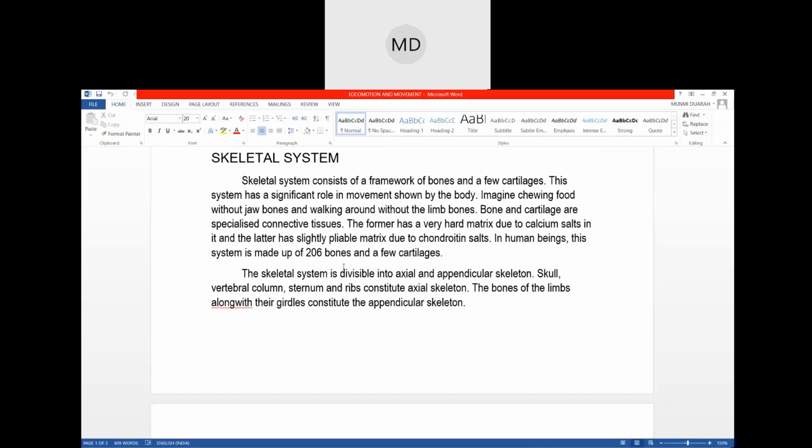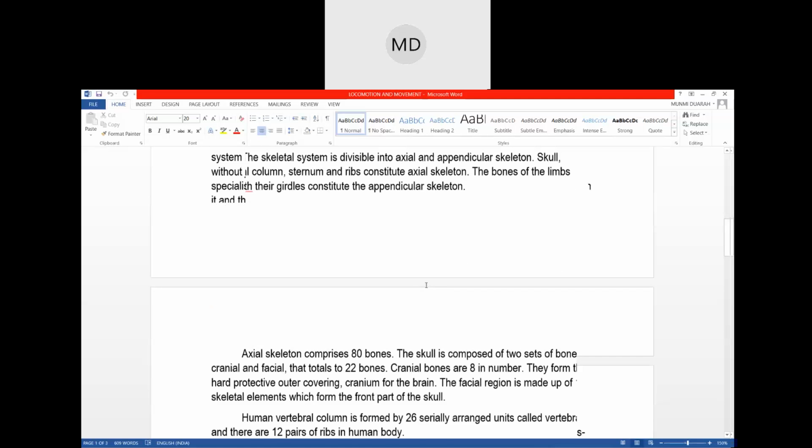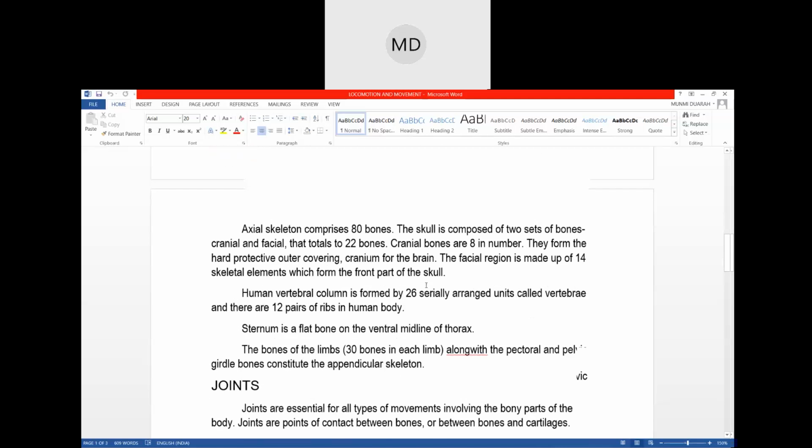Okay, those bones and the bones of the limbs, meaning your hands and legs, all those bones will comprise the appendicular skeleton. Axial skeleton is skull, ribs, vertebral column, sternum, all those. And appendicular skeleton is the bones of hands, legs, and those girdles. Two types of girdles are there. I think I have written it somewhere. Yes, see, it is the pectoral girdle and pelvic girdle.